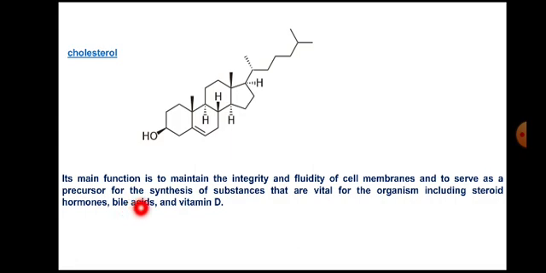Cholesterol is also important in the synthesis of bile acids. Bile acids are synthesized from cholesterol, and these bile acids are very important for the digestion of food. So bile acids, which play an important role in the digestion process and are secreted in the intestine, are synthesized from cholesterol. There are several steroid hormones which are synthesized from cholesterol. So that is the importance of cholesterol in the mammalian body.